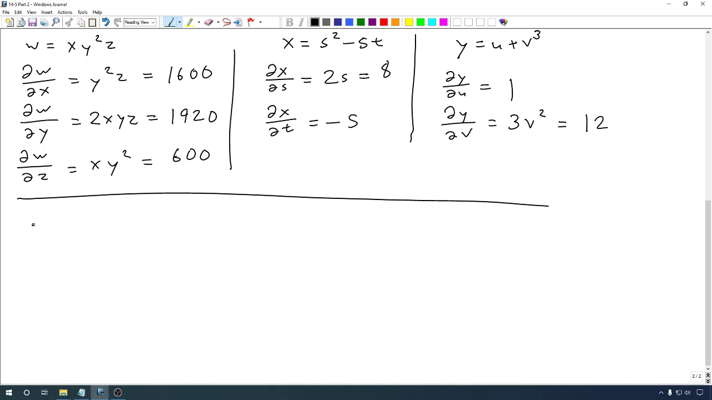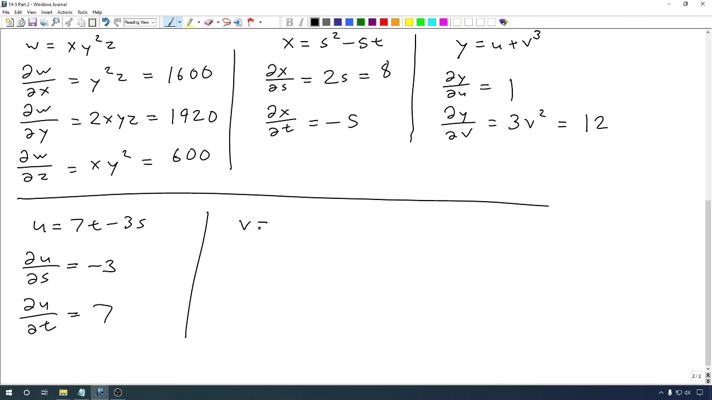All right, moving on. We have that u is a function of t and s. We need the derivatives of u with respect to those. Let's start with s, and then we have t. Now this is a linear function, so it's actually pretty easy. Derivative with respect to s, that goes away, and we have a negative 3. Derivative with respect to t, the negative 3s goes away, and we're left with a 7. That one's pretty simple. And we can work with v pretty similarly, except this one, because of the fraction, gets a little bit more complicated.